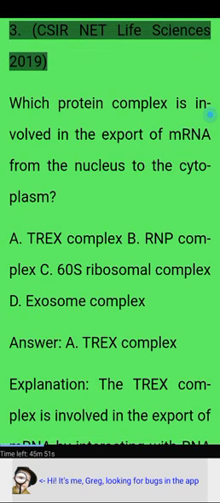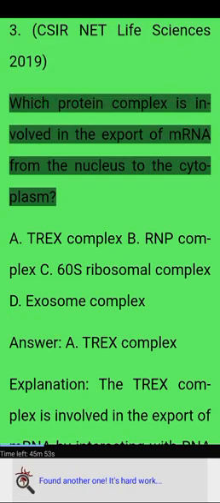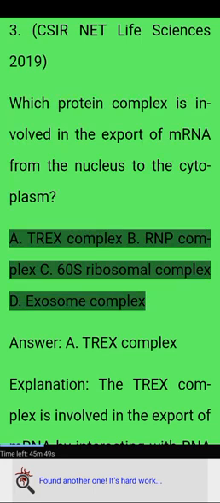3. CSIR NET Life Sciences 2019. Which protein complex is involved in the export of mRNA from the nucleus to the cytoplasm? A: TREX complex. B: hnRNP complex. C: 60S ribosomal complex. D: exosome complex.